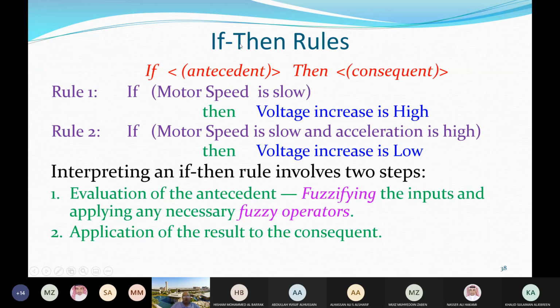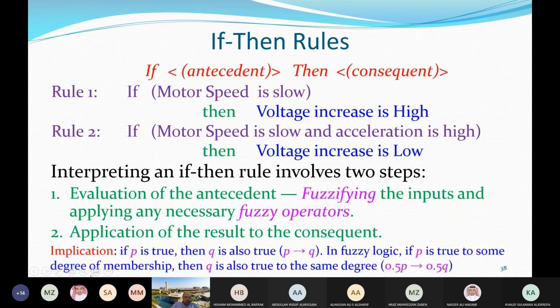If this is satisfied by 0.2, this will be satisfied by 0.2. If this is satisfied by 100%, this will be satisfied also by 100%. So the implication: if P is true, then Q is also true. P leads to Q. In fuzzy logic, if P is true to some degree of membership, then Q is also true to the same degree of membership. And if 50% of the antecedent here, this gives you 50% of the consequent here. Nasser, do you have a question, Nasser?